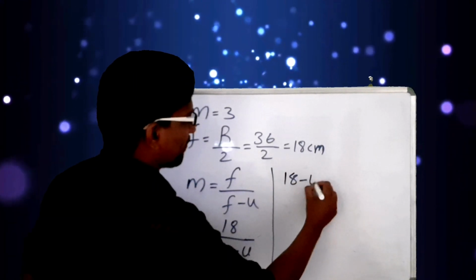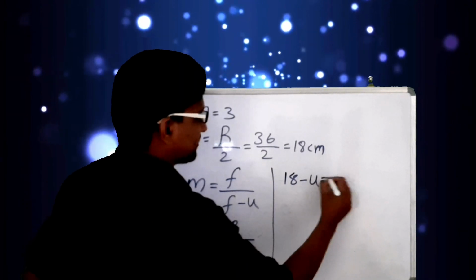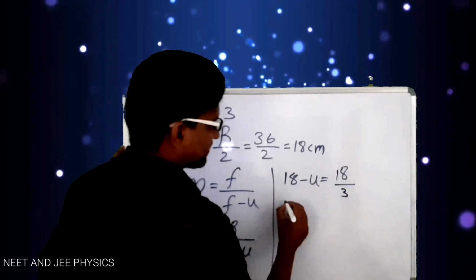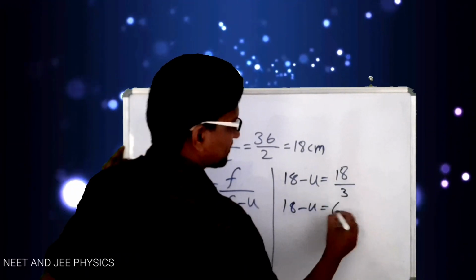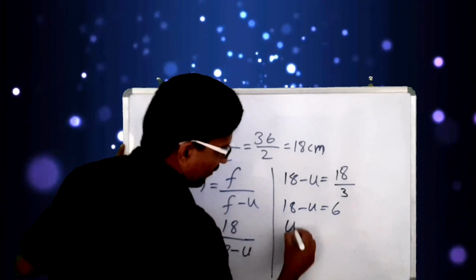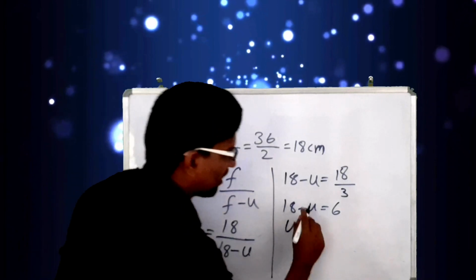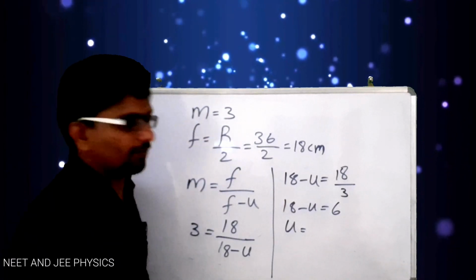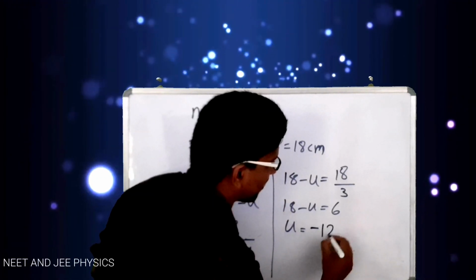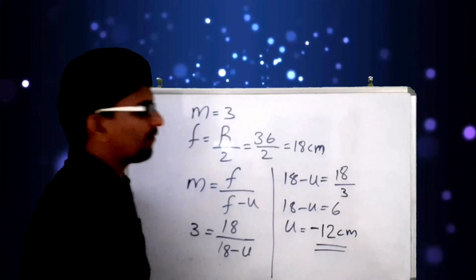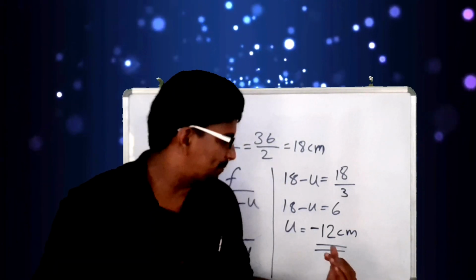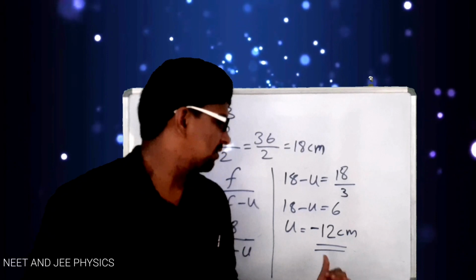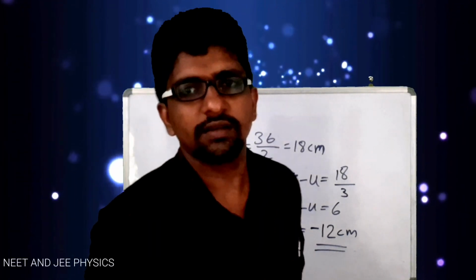This 18 minus u is equal to 18 divided by 3, so 18 minus u is equal to 6. Or u itself equals minus 18 plus 6, so we will get minus 12 centimeter. This negative value indicates the object is placed in front of the mirror. So 12 is the answer.